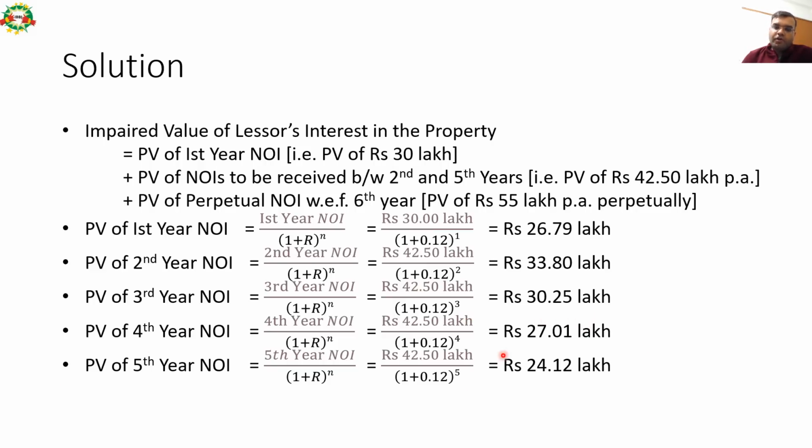Fourth year, same cash inflow 42.50 lakh divided by 1.12 raised to power 4, because for the fourth year 4 years of discounting has to be done, 27.05. And likewise the present value of fifth year cash inflow, net operating income, will be equal to 24.12 lakh.